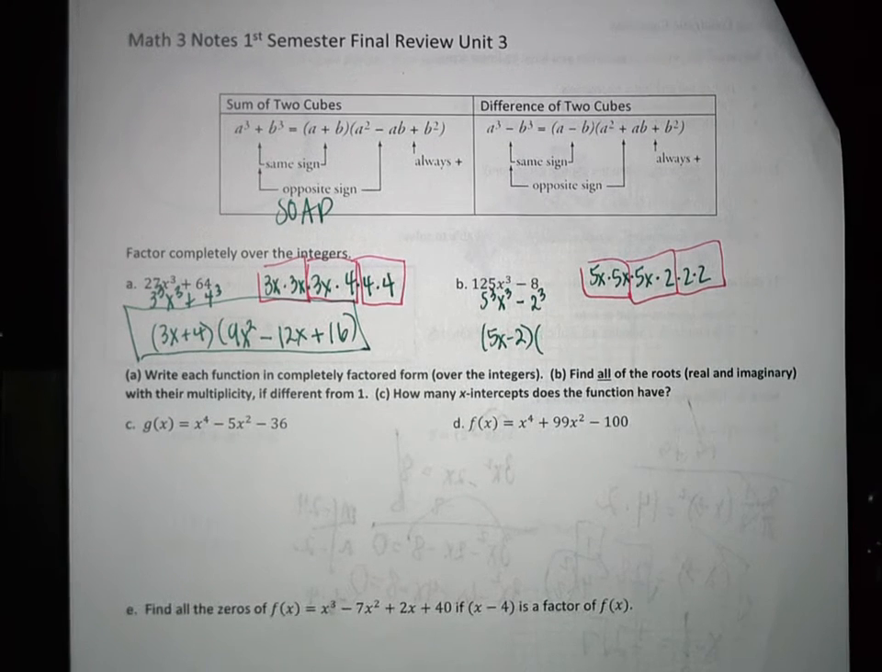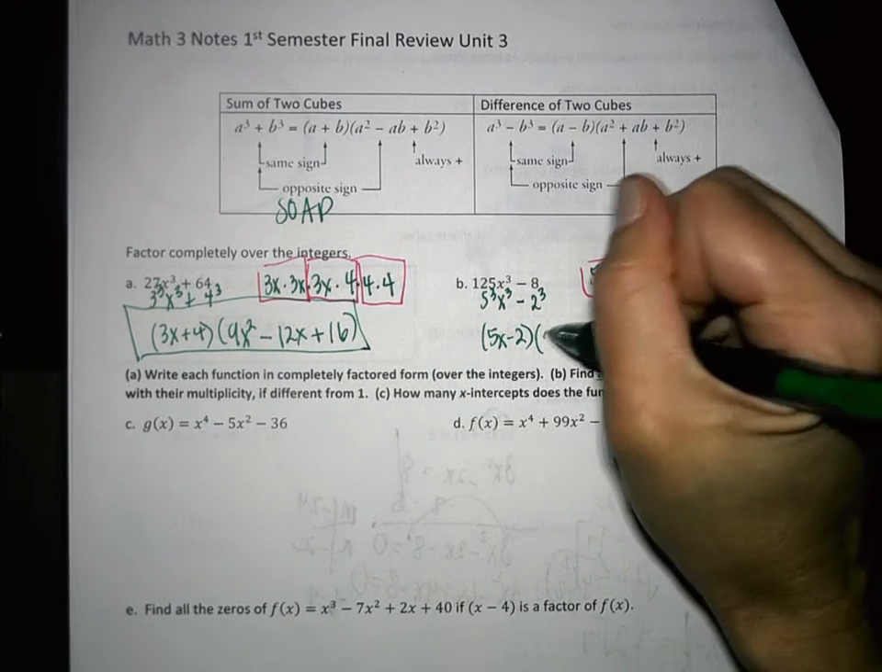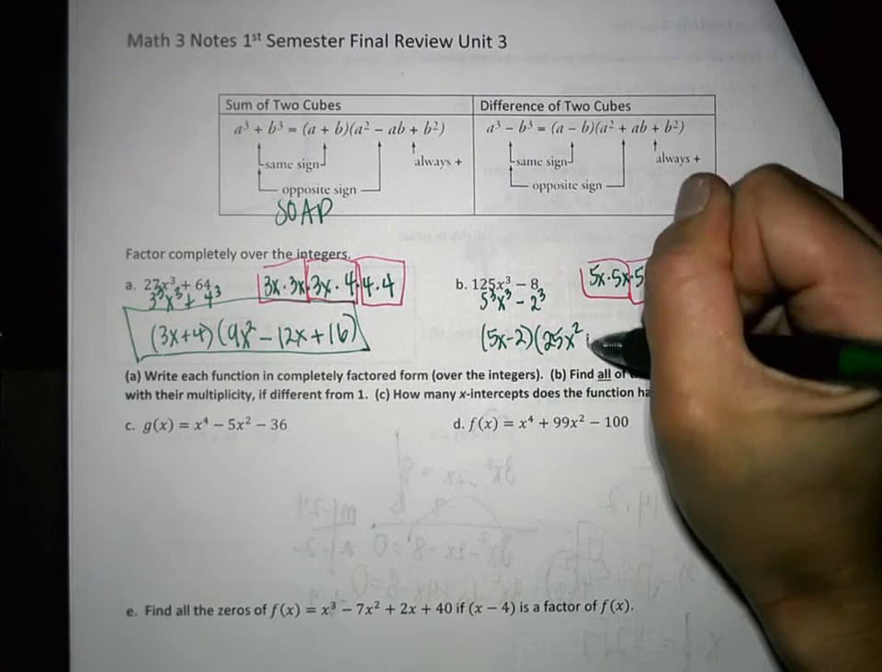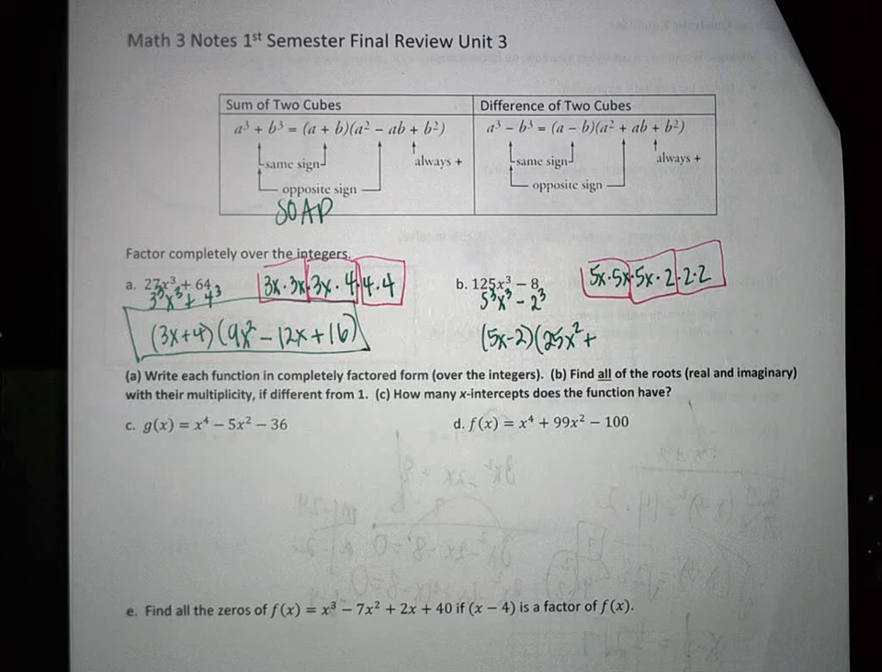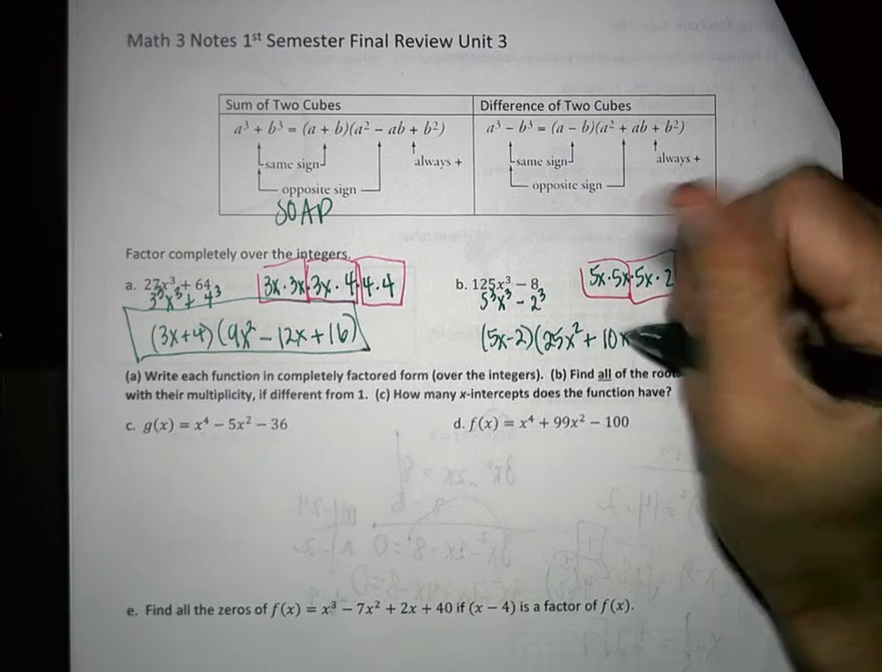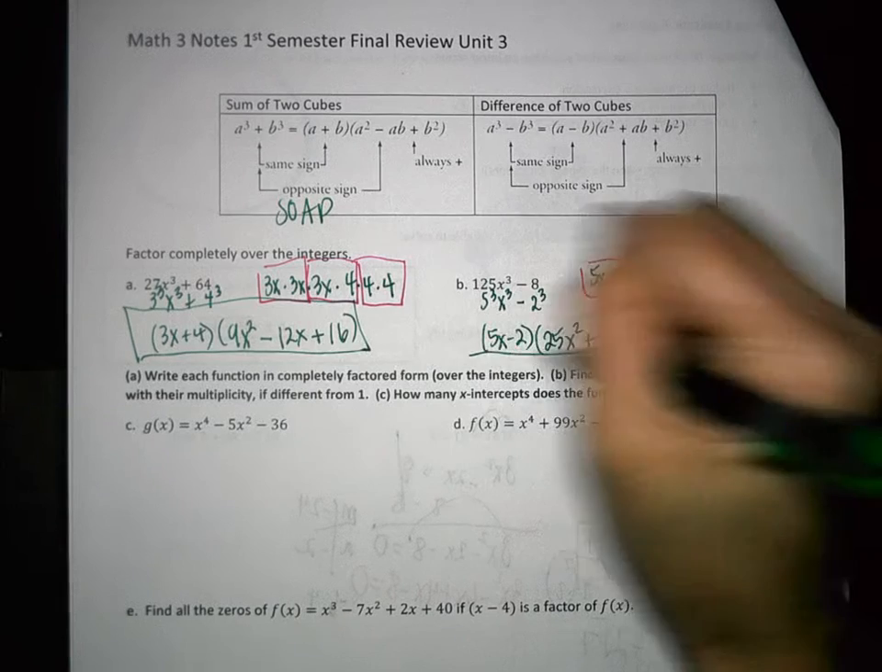What will my first term be? 25x squared. Good. And my sign now will be? Plus. Good. 5x times 2 is? 10x. And 2 times 2 makes? 4. And that's my answer for the factoring.